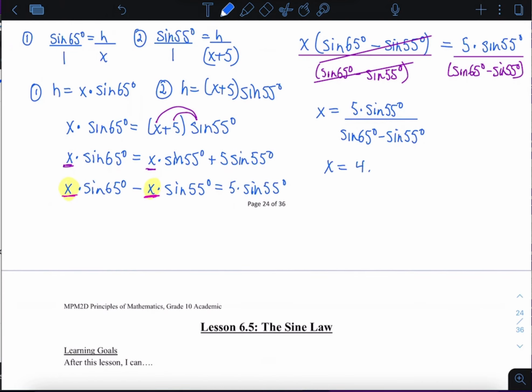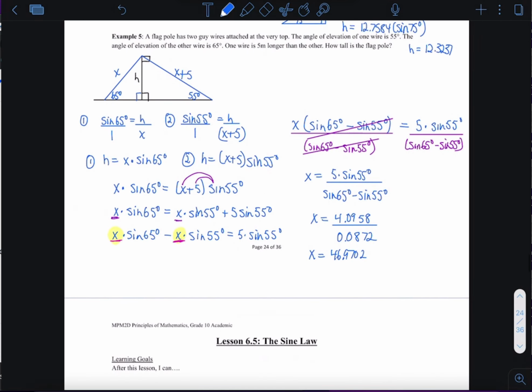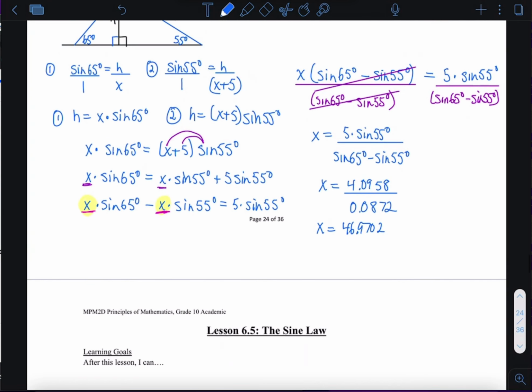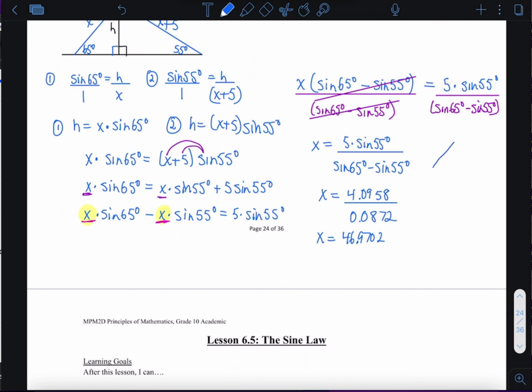Okay, so I'm going to get 4.0958 divided by 0.0872. So x is 46.9702. So I have to remind myself what we called x. So x is the length of the guy wire, but it's actually asking me how tall the flagpole is. So what I need to do is go back to either one of these triangles. Let's go to this one. So I know that the guy wire on this side is 46.9702 meters long.